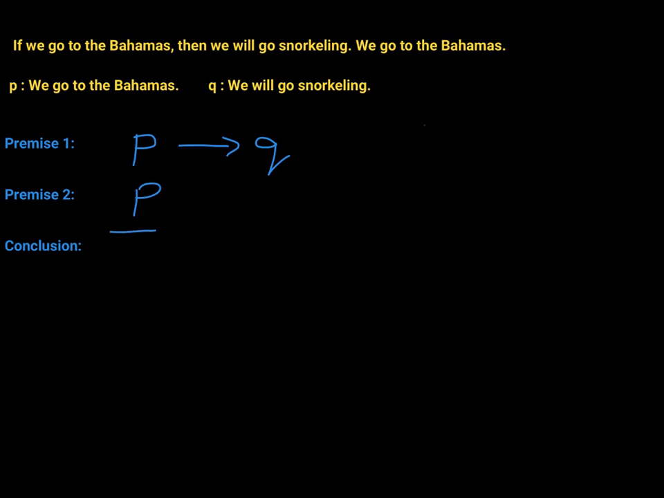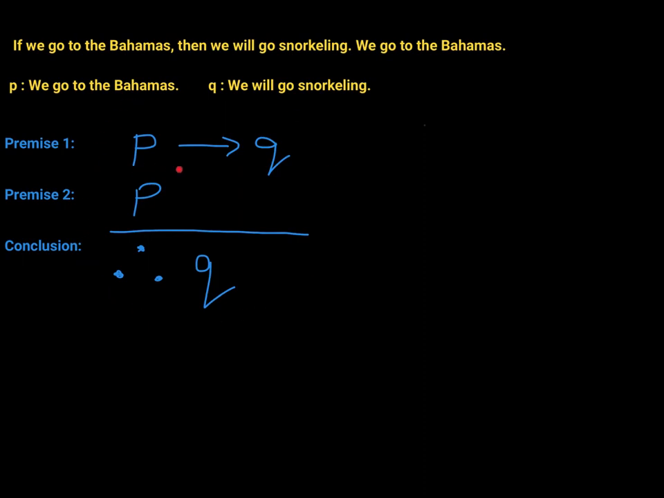And then we're going to write a line here that denotes that we're about to make the conclusion. And the conclusion is, therefore. These 3 dots right here are like a 3-dotted triangle, if you will, but it's read as therefore. Therefore, Q. This is your conclusion. In other words, we will go snorkeling. So this is how our arguments will be written symbolically.